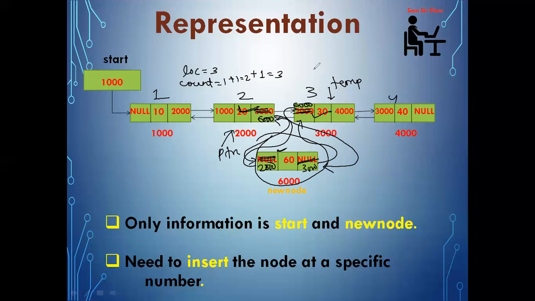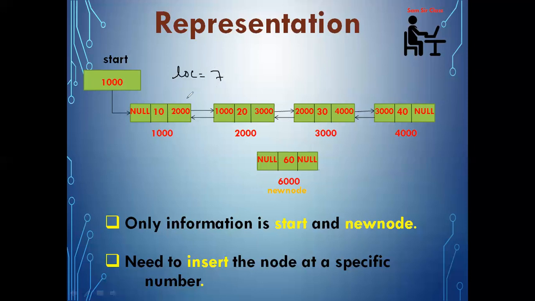But if I'm entering a location which is not there, temp will move to the next node, next node, next node. Finally, it will become null. So temp will become null if the location is not found. Because count is initialized to 1, when count becomes 5, it is not equal to location, but temp became null. So my searching will stop in two cases: either the node I am searching for is present in the list, or it is not present.